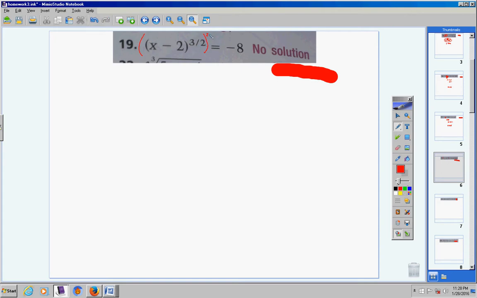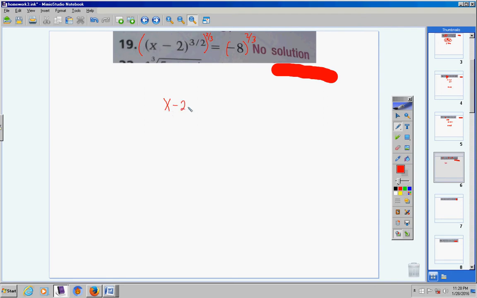And then you can raise this entire side to flip this fraction, flip it, and you get 2/3. But if you raise this side to the 2/3 power, you must raise this side to the 2/3 power, okay? Now, here we go. 3/2 times 2/3 is 1, so I really have x minus 2 to the 1 power. Or really, that's just x minus 2, alright?